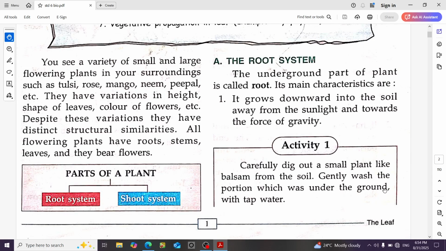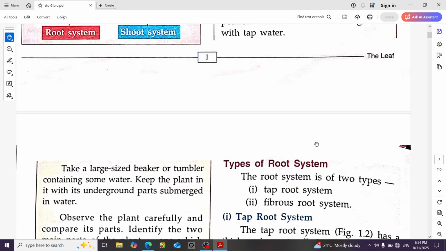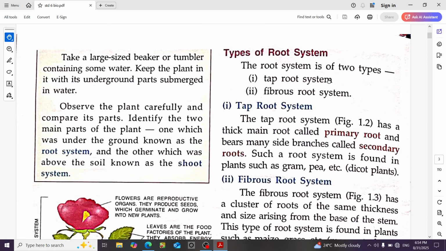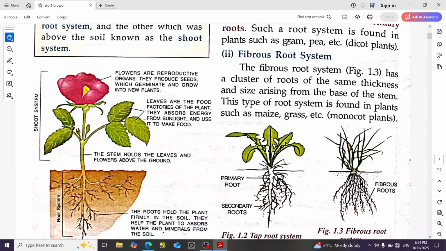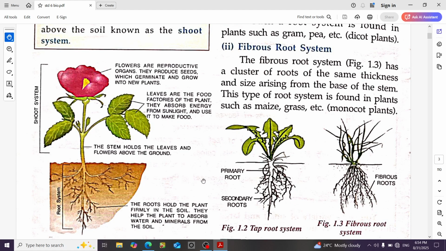So carefully dig out a small plant like balsam from the soil. Gently wash the portion which was underground with tap water. Take a large size beaker or tumbler containing some water. Keep the plant in it with its underground part submerged in water. Observe the plant carefully and compare its parts. Identify the two main parts, the one which was below the ground, the root system, and the one which was above, the shoot system. Children, look at this picture. They have shown us the root system and shoot system.